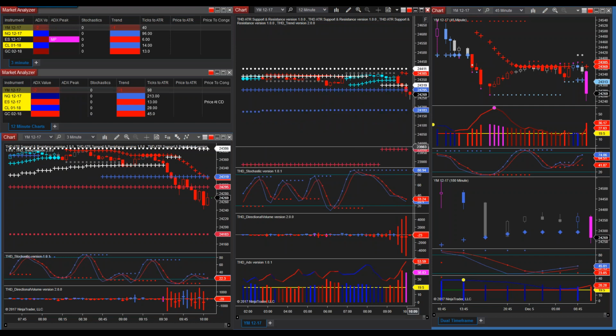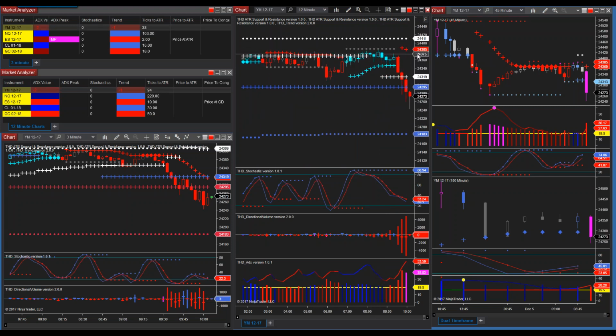And then you get a red ATR, and there's also a red dot, and that would be from the next higher time frame, which in this case would be a 720-minute chart. Does everyone understand that? Any questions on that?